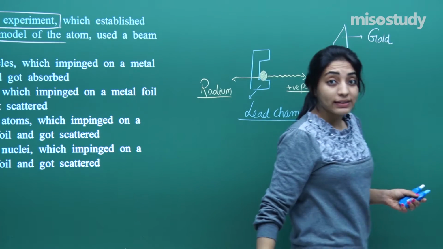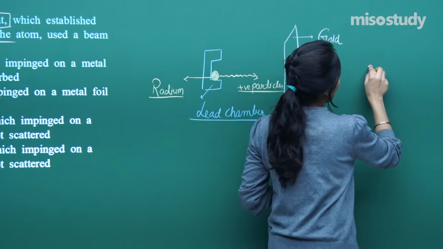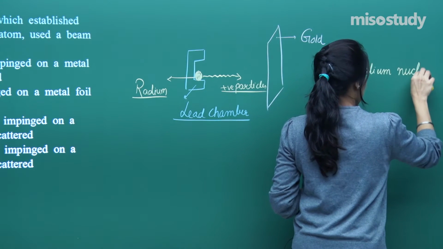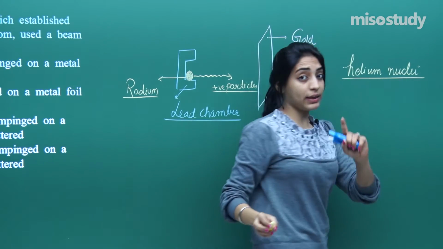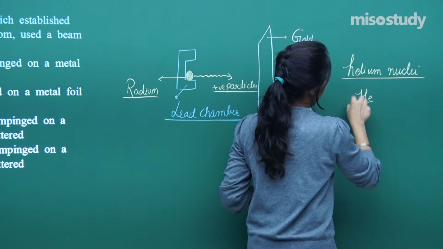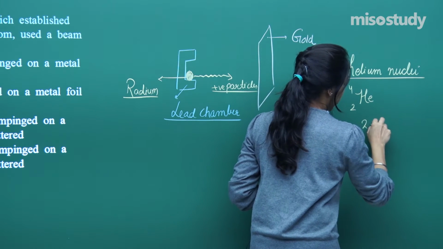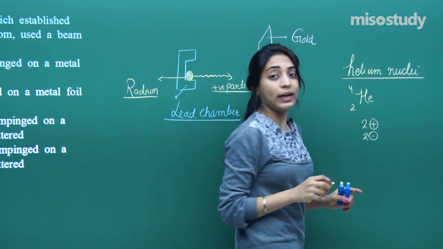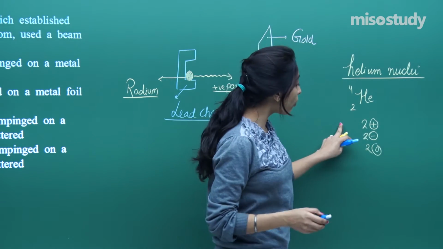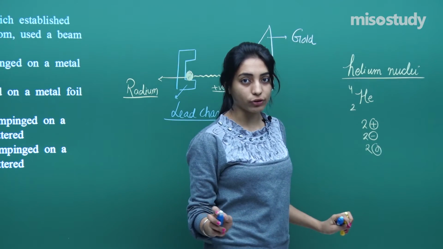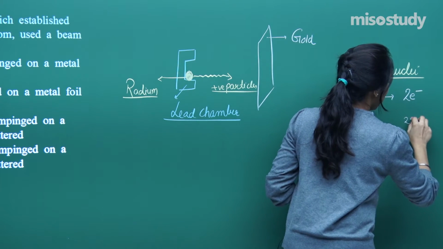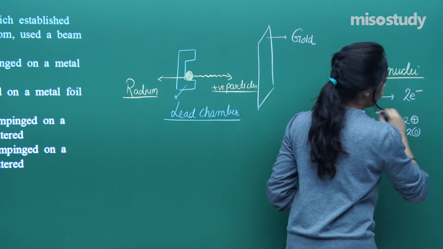I remember telling you in detail that those positively charged particles were helium nuclei. They were not helium atoms. Why were they helium nuclei? Let's see. We know helium is atomic number 2, mass number 4. So there are 2 protons, 2 electrons and 2 neutrons. Protons I am showing with positive, electrons as negative, neutrons as neutral. Now with the release of 2 electrons, we will be left with 2 positive and 2 neutral particles, right?